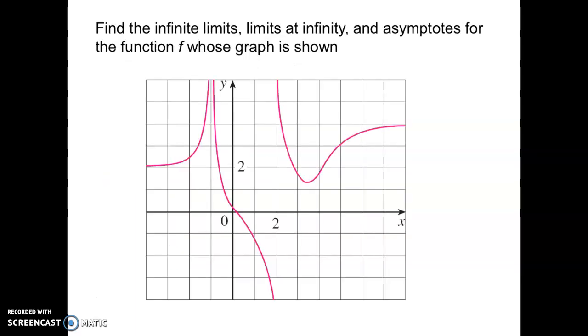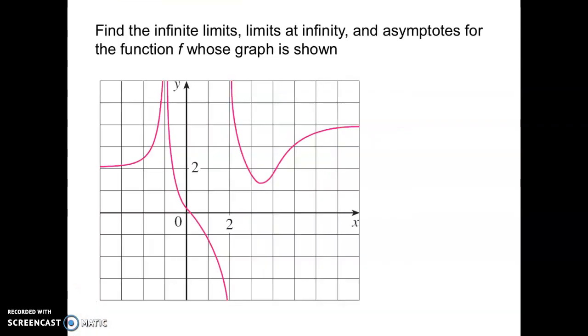So let's look at something like this. This is something you might see on WebAssign or see on a test or quiz also. Find the infinite limits, the limits at infinity, and the asymptotes for the function f of x, whose graph is shown. So let's find the infinite limits, the limits at infinity, and asymptotes for this function whose graph is shown. So if we look for limits at infinity, that's as x approaches positive and negative infinity. So infinite limits are those limits where the answer is infinity. So if we look at this graph, we look, where's the curve have vertical asymptotes?